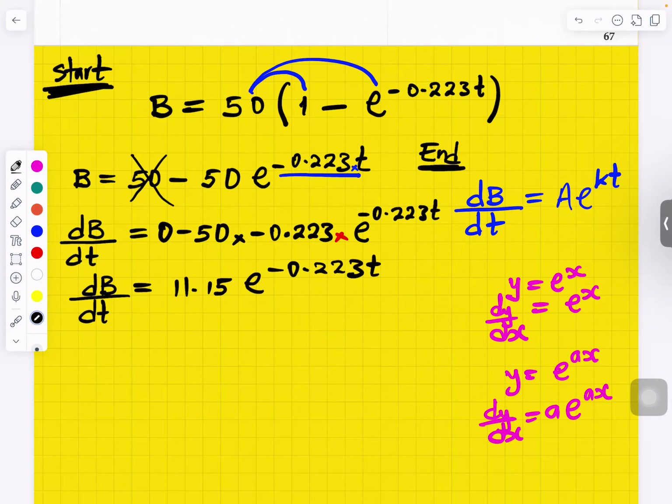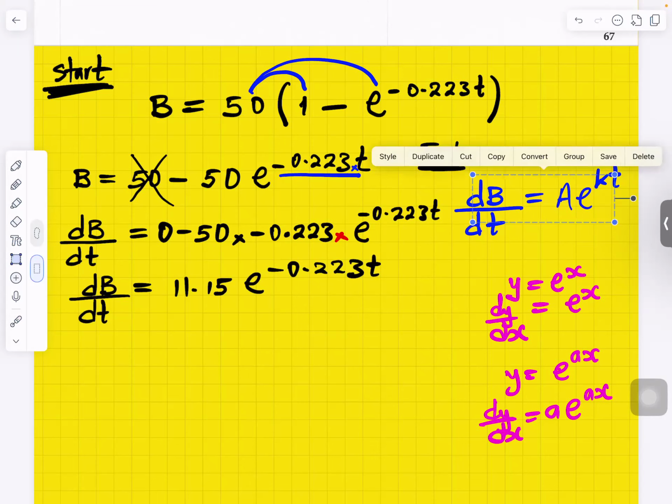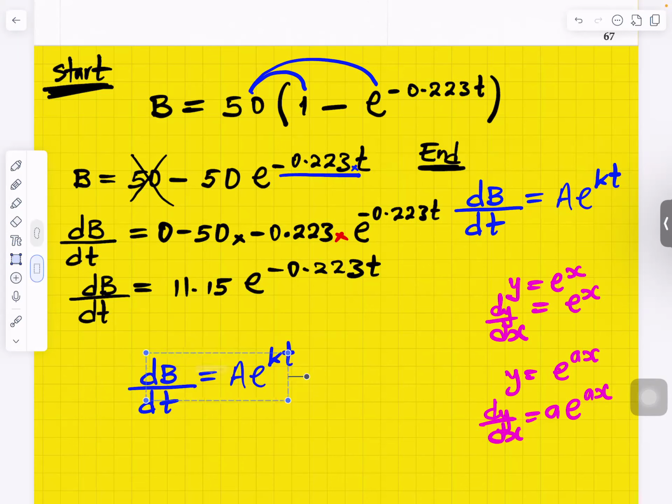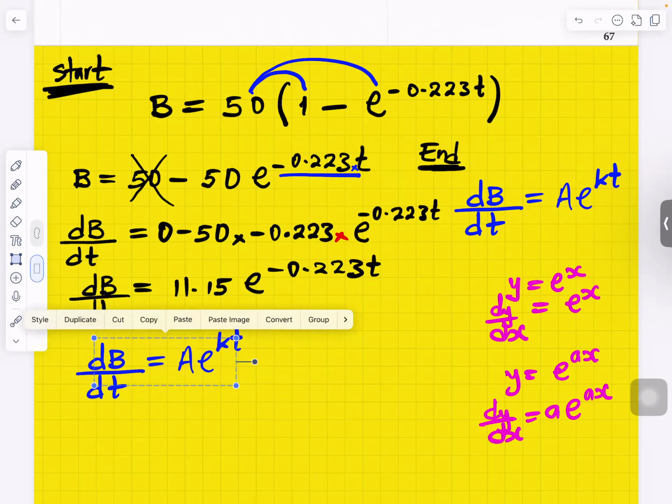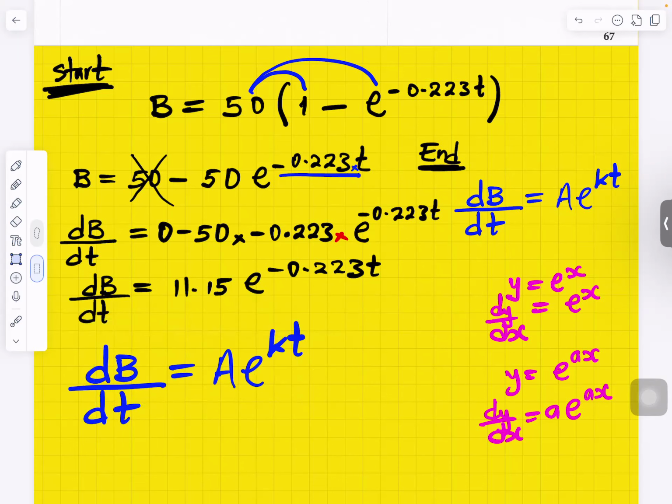So what is A now? If we compare with that equation, they ask us to compare it with. That's what they want us to get to. So what would A be equal to now? It would be 11.15. And then we got K to be that.